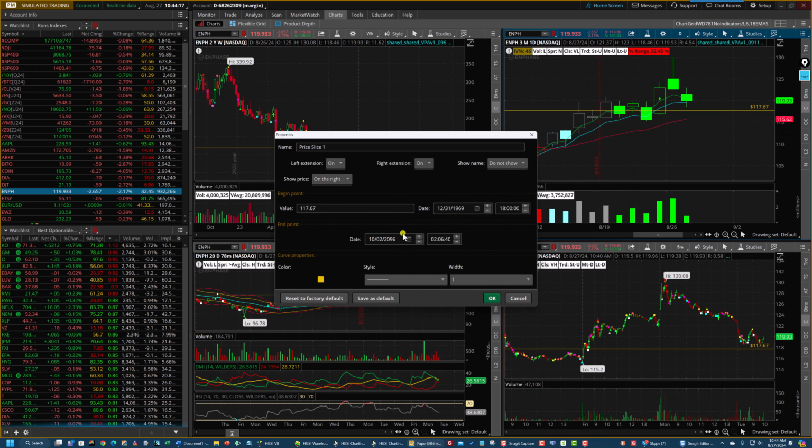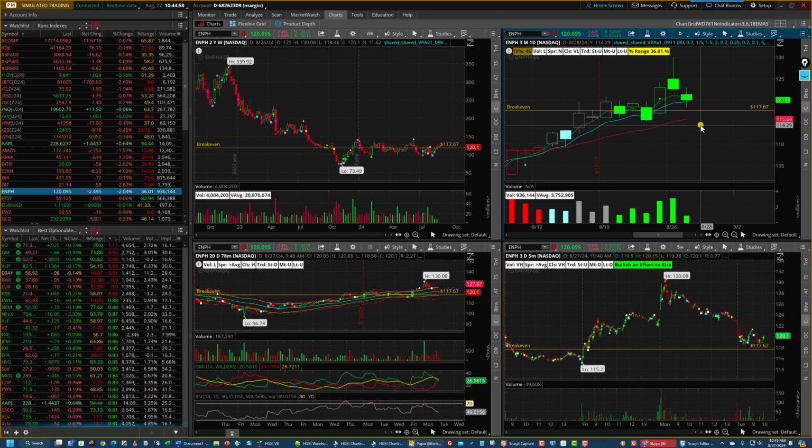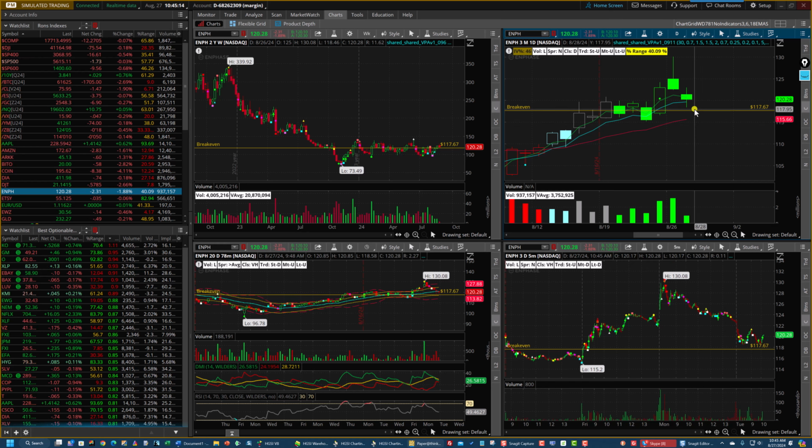Okay, I'm going to edit the properties. You can label these. So it shows where the break-even point is. So where I got filled, I'm going to have to close below this line right here. And that would be at expiration. And that is 117.67. So it's got a ways to go yet.